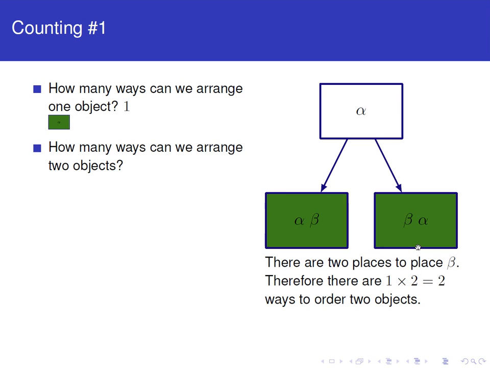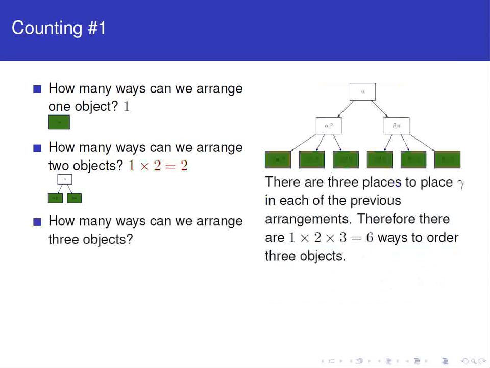And you can imagine these objects standing in line, alpha and beta standing in line. How many different ways can alpha and beta stand in line? Well, alpha could be in front of or behind beta. So there's just two possibilities. But we haven't really generalized yet. Let's take a look at three possibilities.